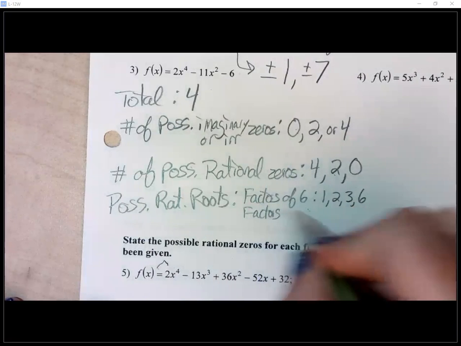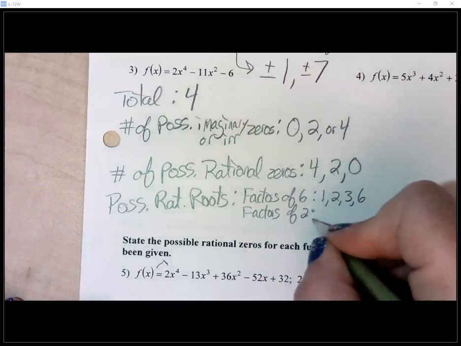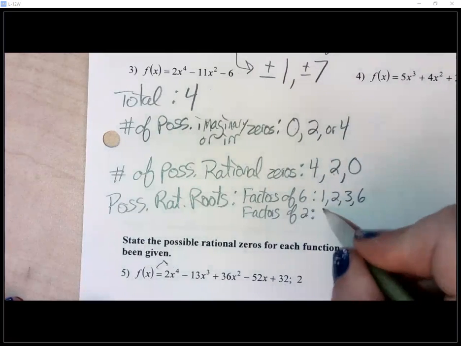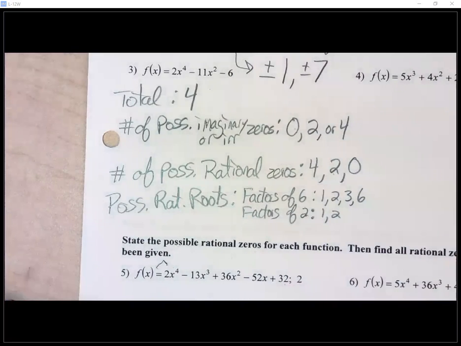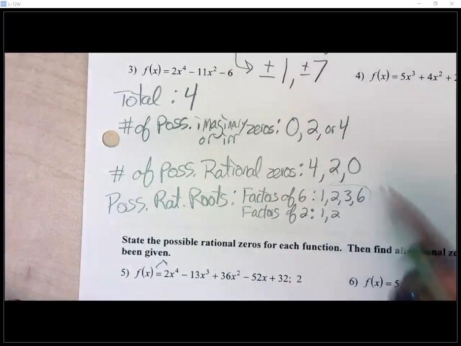And now I need factors of two. What are the factors of two? One and two. So now what I need to do to make my full list, I need to take all of these numbers and divide them by all of these numbers.